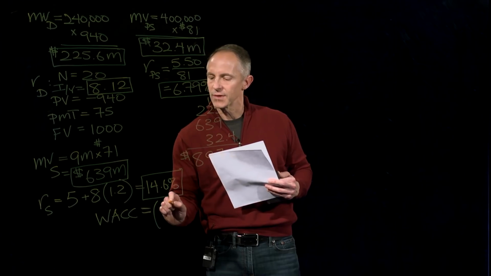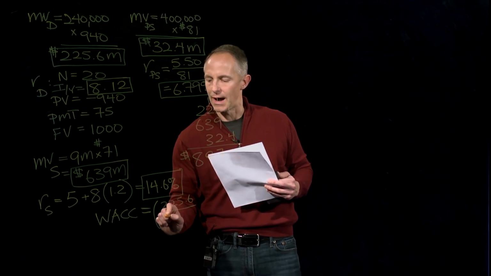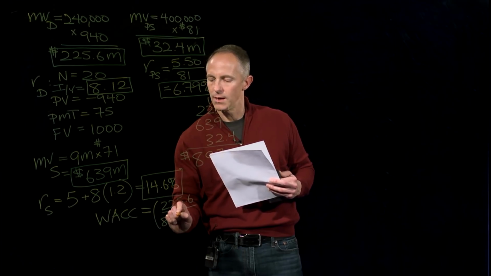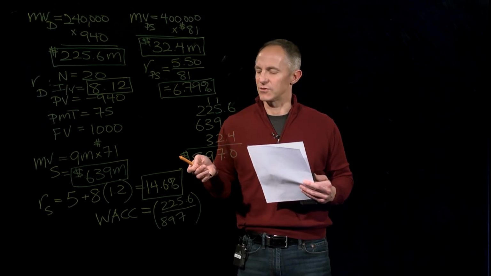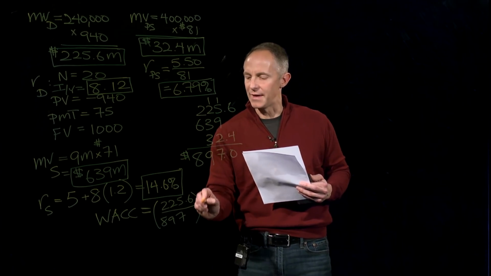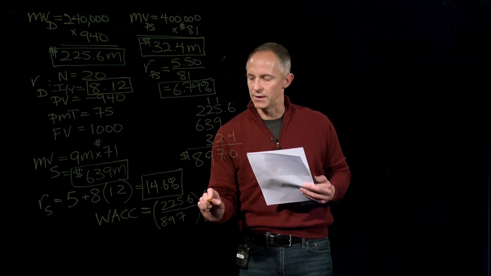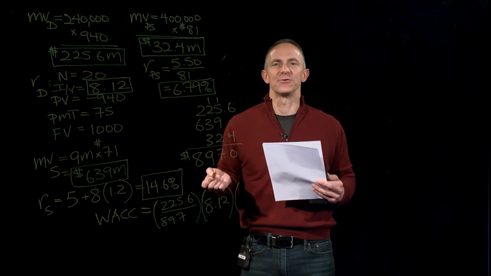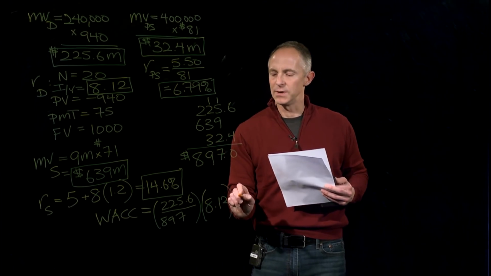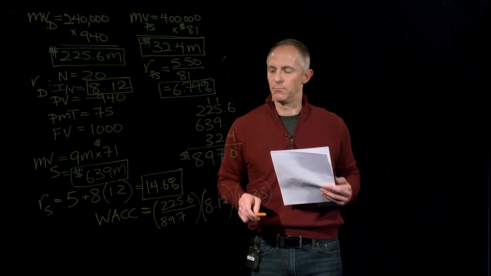The weight is going to be 225.6 divided by the total of 897. That's going to give us the weight of the debt in this capital structure. Then we're going to multiply that by the cost of debt, which we calculated before is 8.12%. And then we can't forget that we need the after-tax, or the effective, cost of debt. So we need to multiply this by 1 minus the company's tax rate. That was one of the first bits of information we were given, which is 1 minus 0.35.